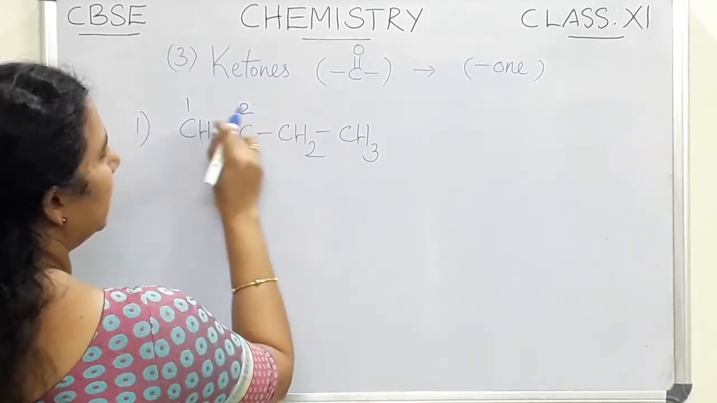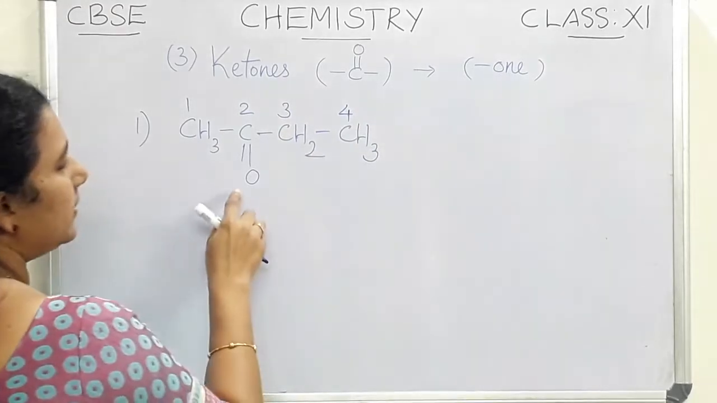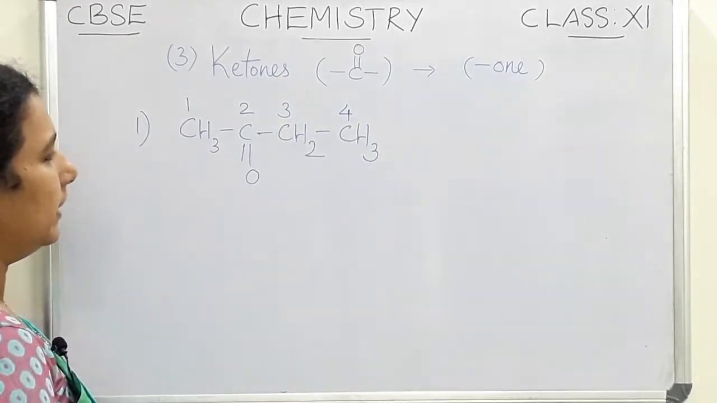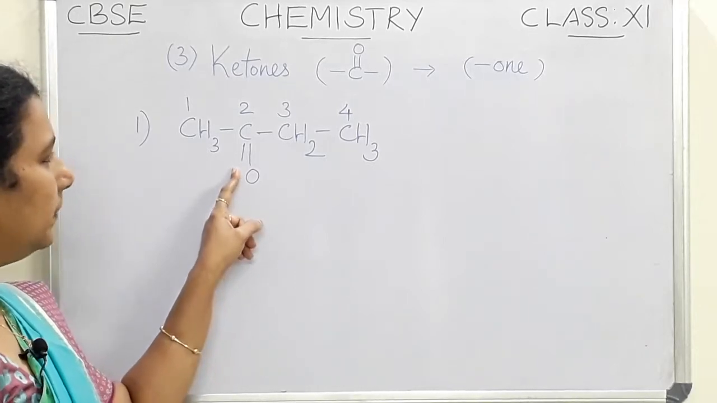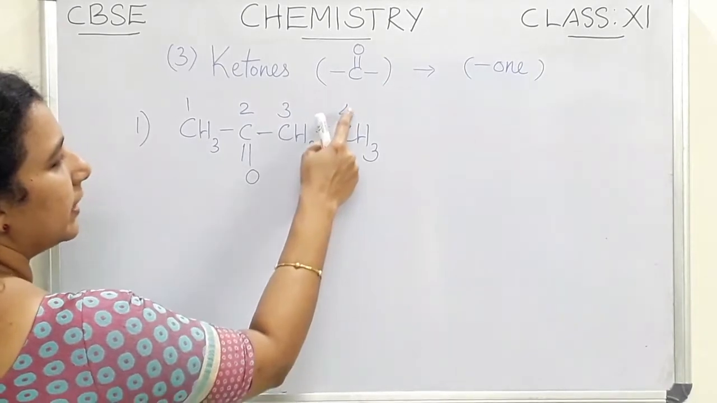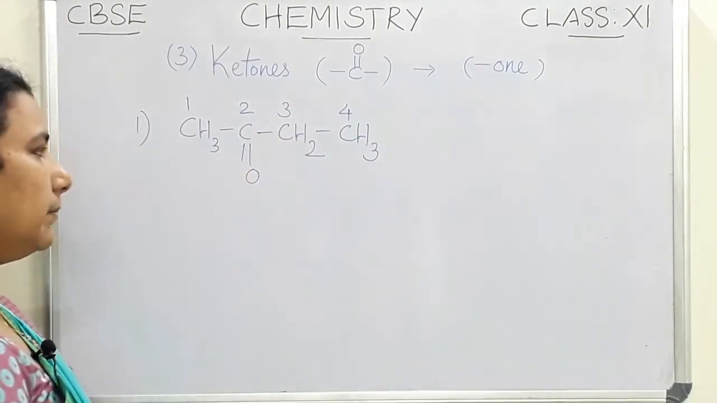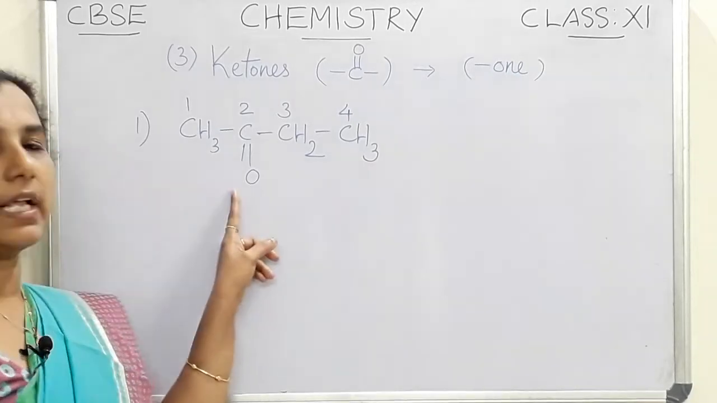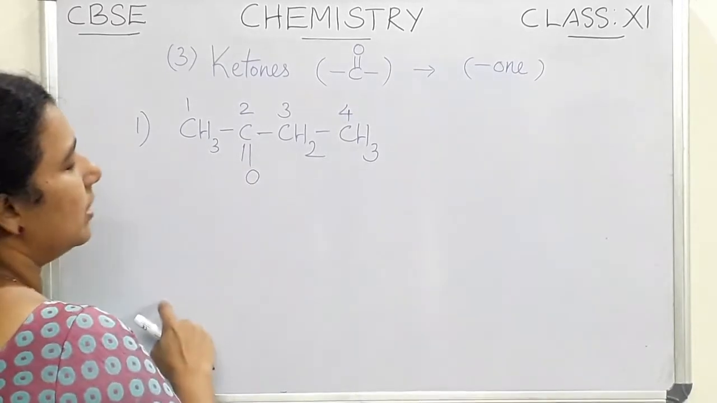If you are starting from the left side, it is 1, 2, 3 and 4. And this is the right way of numbering, since the carbonyl group, the functional group, gets the lowest number. If you are numbering from this side, it will be 1, 2, 3 and 4, and the third position will be the carbonyl group. Here it is the second position, that is the correct way of numbering, since it gets the lowest number.